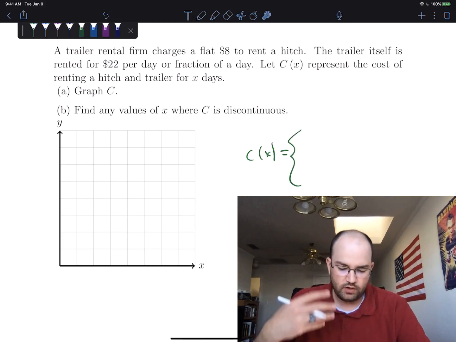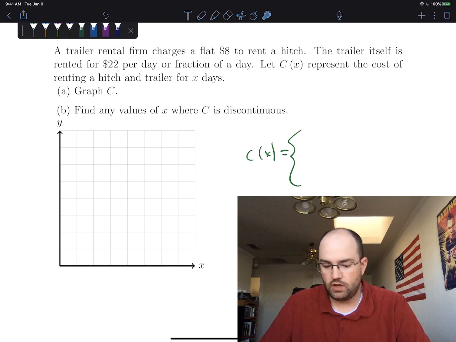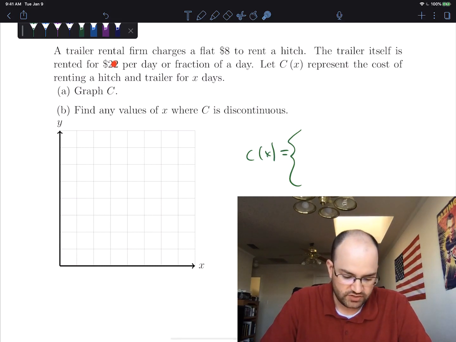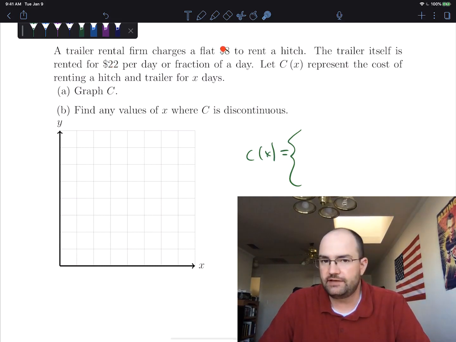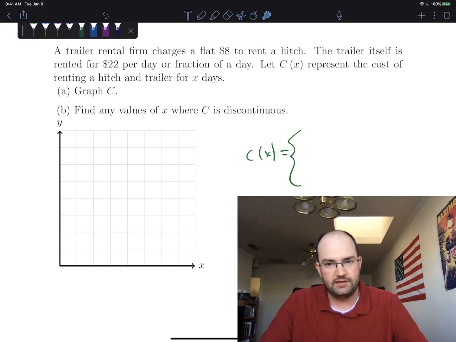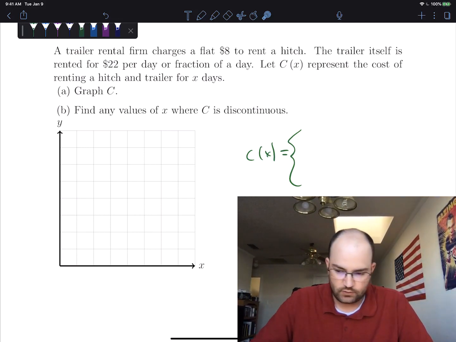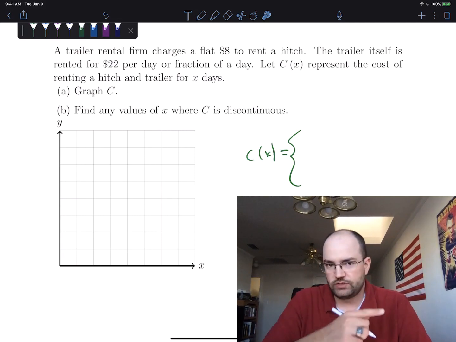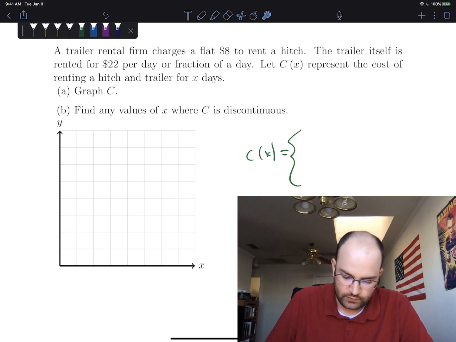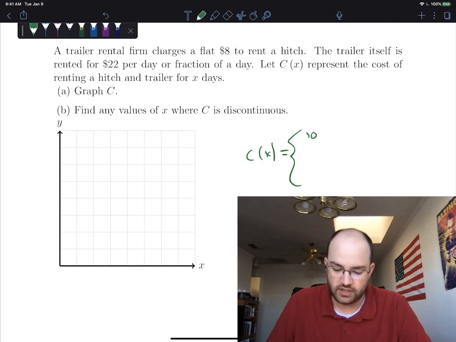Let's say that you are renting this for the very first day. On the very first day, you're going to be charged that $22 and also that flat $8 to rent the hitch. Now, they're not charging you per day for the hitch. They're just charging you $8 period to have the hitch for as long as you need it. Now the question becomes, what happens here? Well, 8 plus 22 is $30. So if you only rent it for one day or a partial fraction of a day, you're getting charged $30.